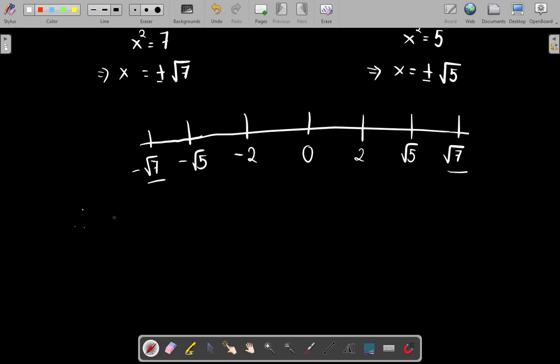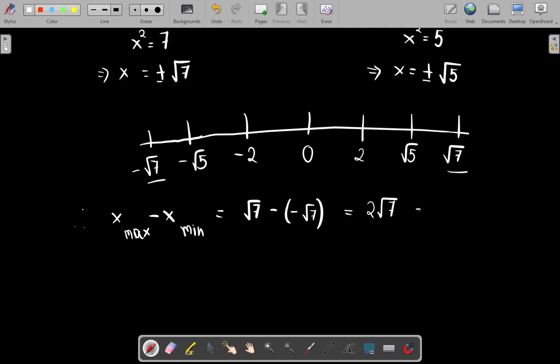So the difference between the largest and smallest root is, say, x maximum minus x minimum. It will be root 7, which is the largest, right? It is at the extreme right, minus the smallest root, which will be negative of root 7 because it lies to the left of negative of root 5, right? So this is minus of root 7. So after opening the bracket, this will become root 7 plus root 7, so this becomes 2 root 7.